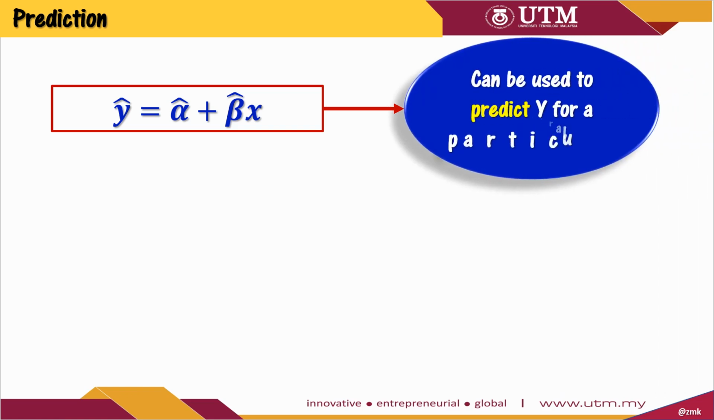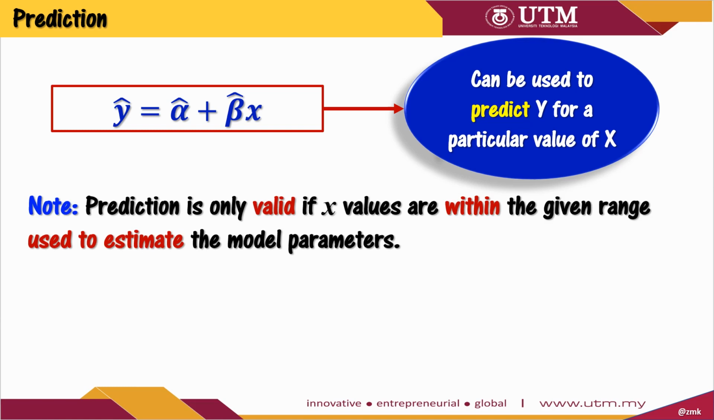That is, you will be able to predict a value of the dependent variable y for a particular value of the independent variable x. Please note that the prediction is only valid if the values of independent variable are within the given range used to estimate the model parameters.